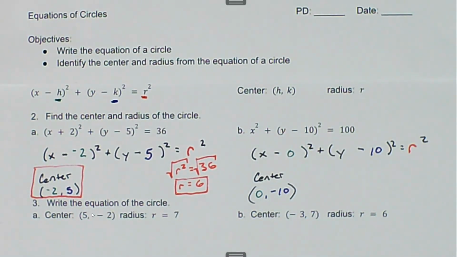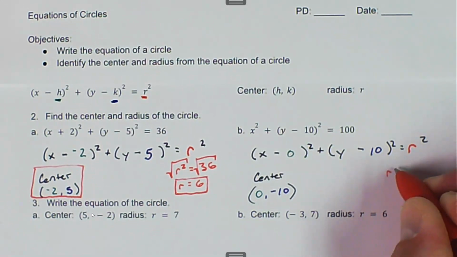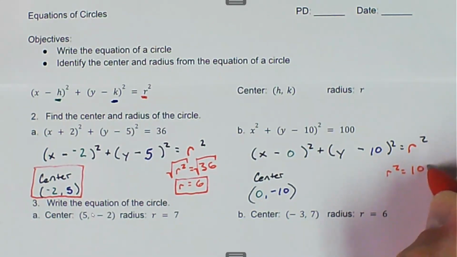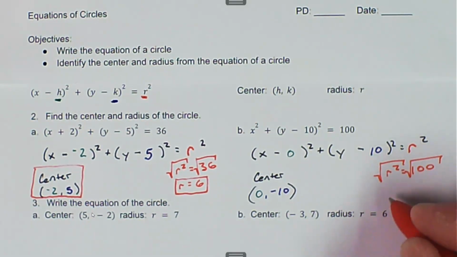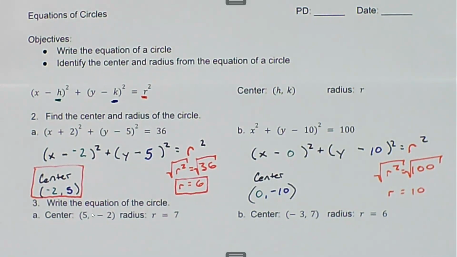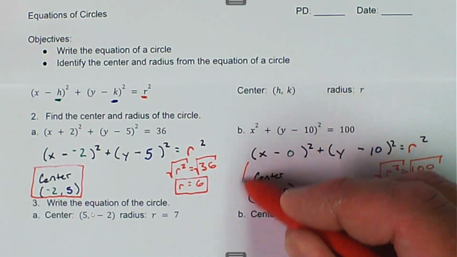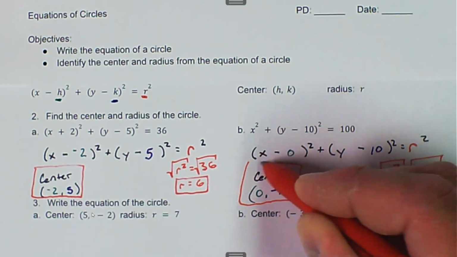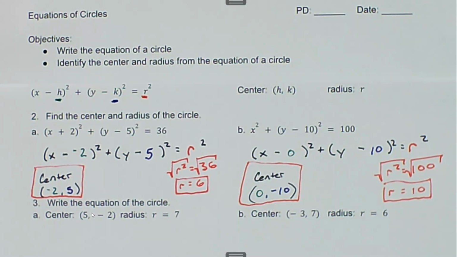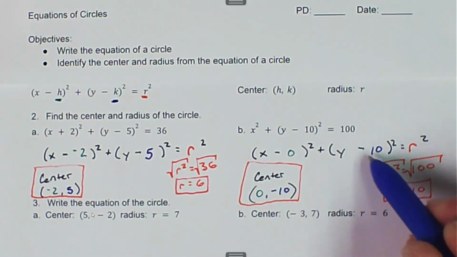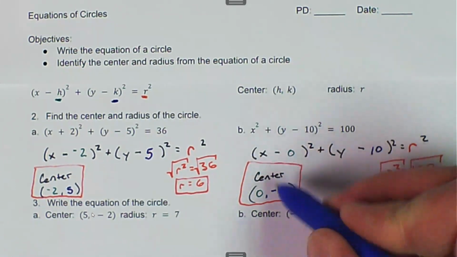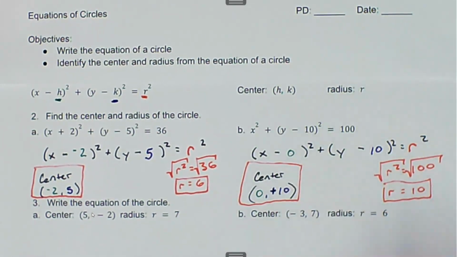And our radius, we're going to do the same thing, where our radius squared is equal to 100. And we solve that by taking the square root of both sides. So we get r is equal to 10. So then we have our radius is 10, and our center point is 0, should be positive 10, because the negative is always there, so we didn't have to add a negative, so this should be 0, positive 10.